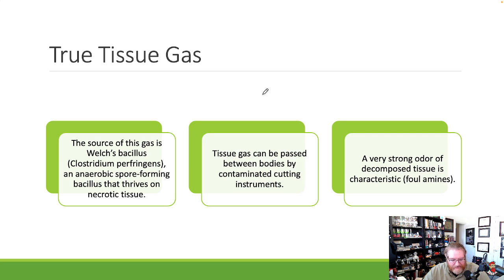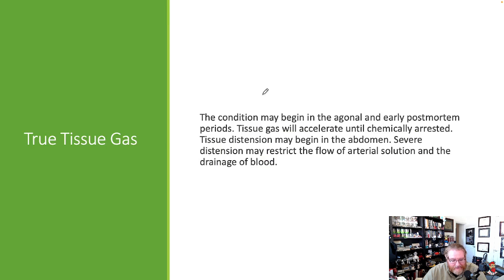True tissue gas. The source of this gas is Welch's bacillus, or Clostridium perfringens, an anaerobic, spore-forming bacillus that thrives on necrotic tissue. Tissue gas can be passed between bodies by contaminated cutting instruments. This is why you should always have 2 sets of instruments ready to go. A very strong odor of decomposition tissue is characteristic. These are the amines that are producing that smell.